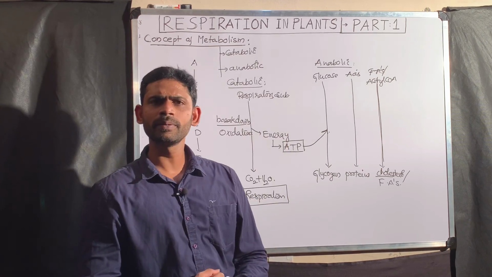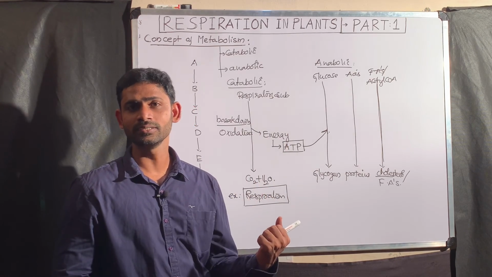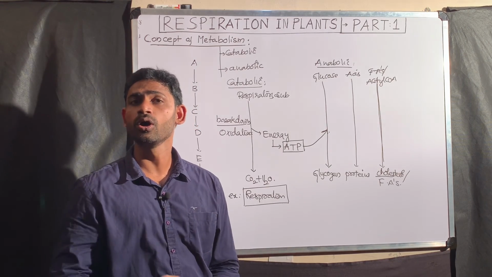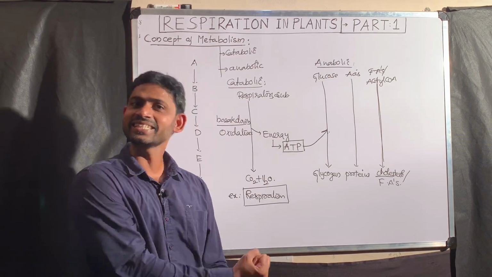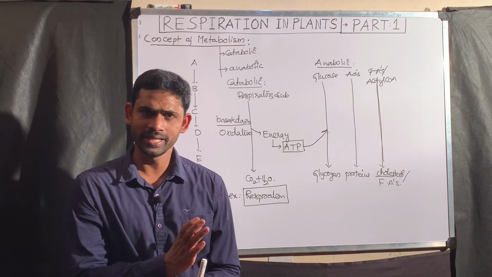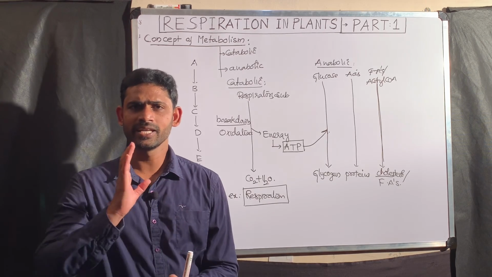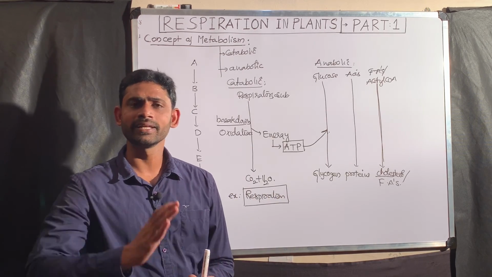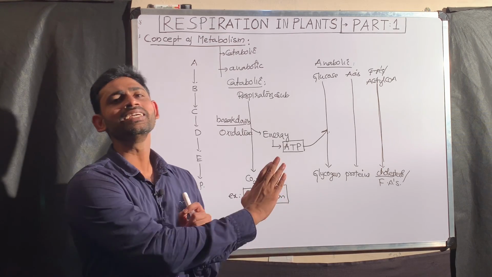Now take the anabolic pathway. The anabolic pathway occurs with investment of energy. That means the anabolic pathway occurs when the cell is in an energy rich condition. You should remember this point. The catabolic pathway dominates when the cell is in an energy deficient condition. The anabolic pathway dominates when the cell is in an energy rich condition.